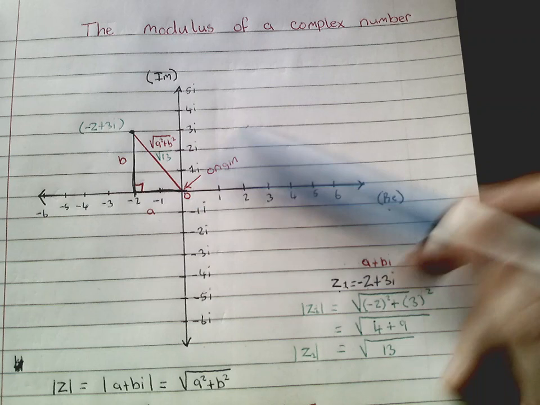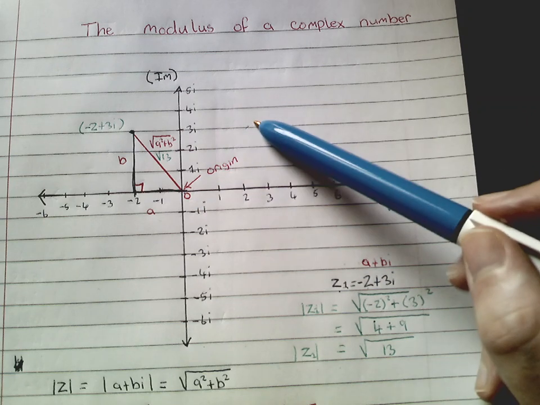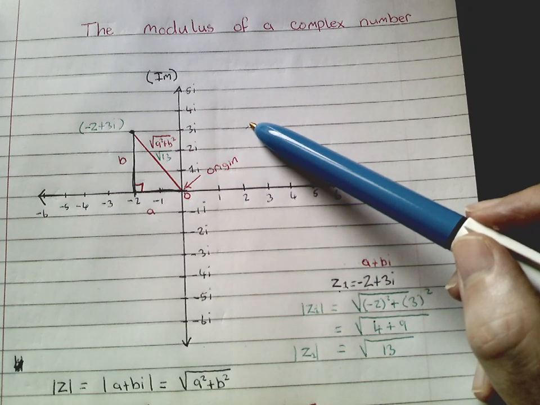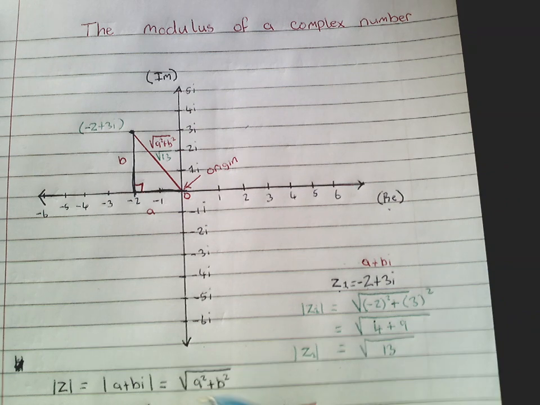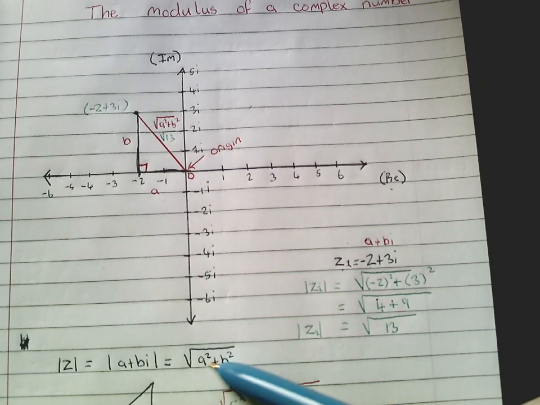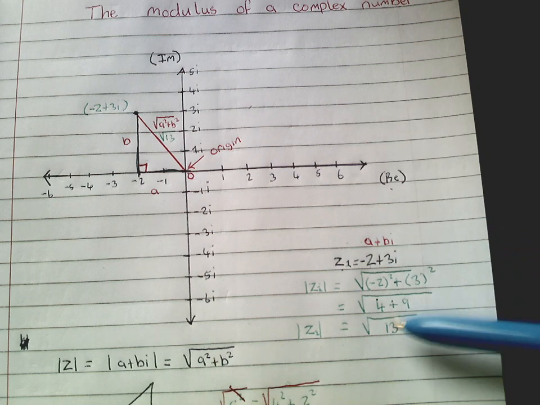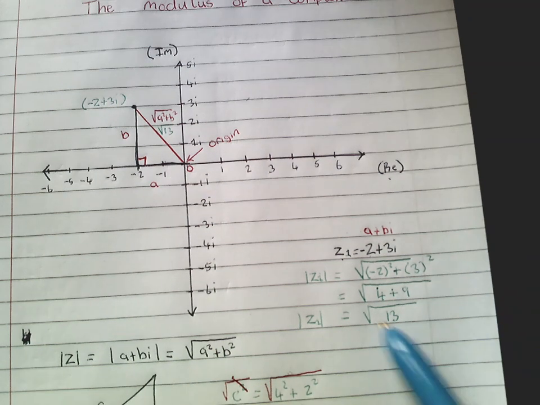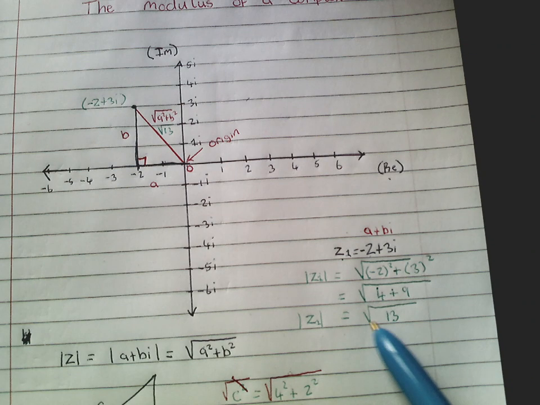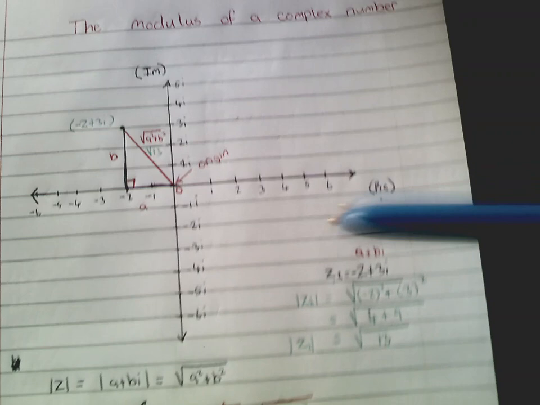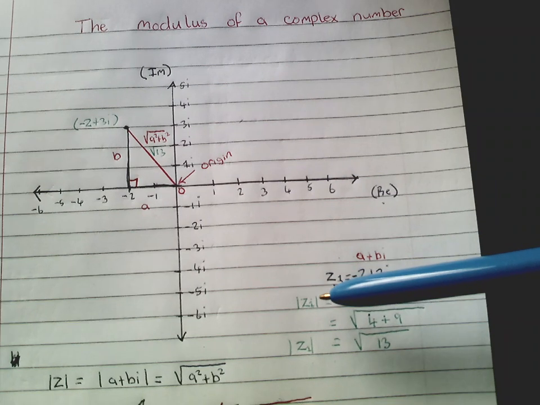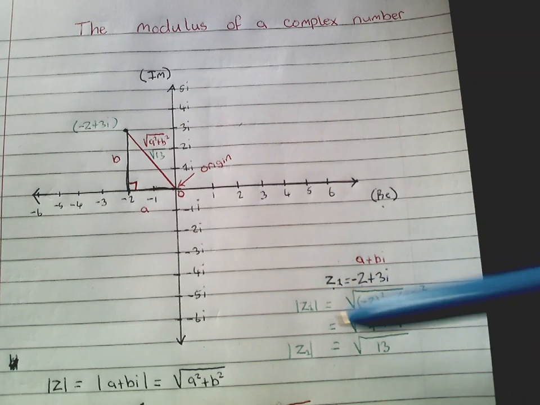So the first thing you need to do is plot your complex number on the diagram. Then you plug the real part and the imaginary part into this formula, and then you work the formula down to whatever works out. Sometimes you'll be able to get the square root of the number. Other times you can just leave it as the square root, for example in this case, the square root of 13. So that is the modulus of a complex number, how you work it out, and what it actually is. Okay, so hopefully that makes sense.